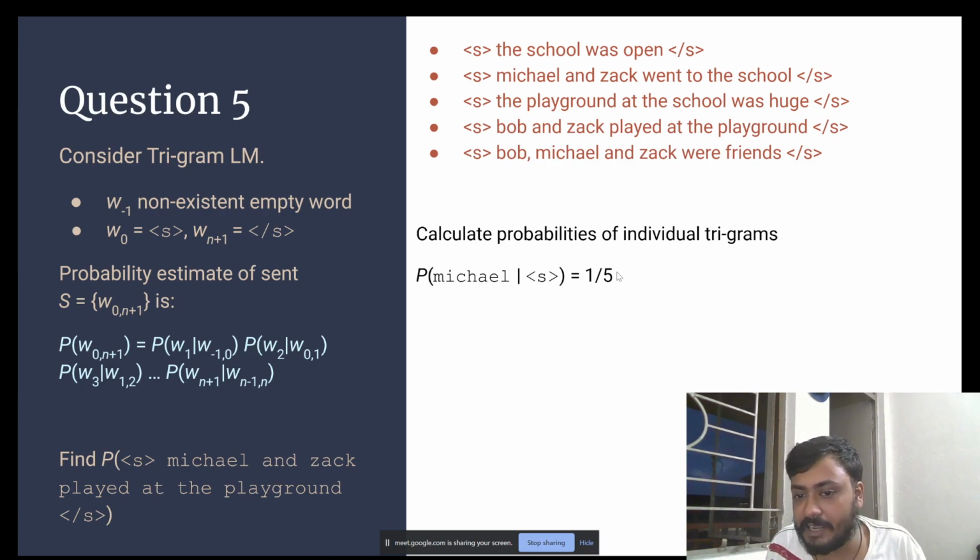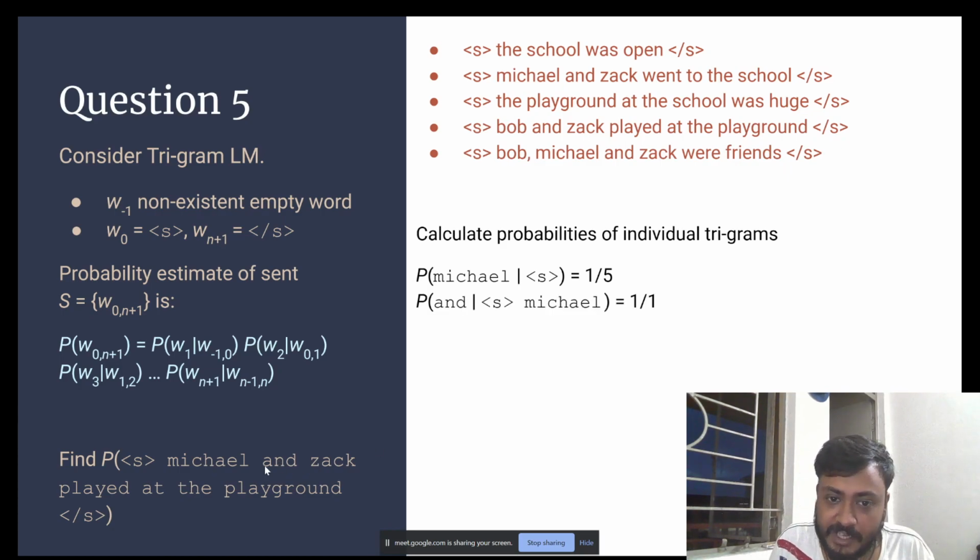Alright. How do we get 1 by 5? Whatever you have after the bar, after the condition, is the two tokens which you are conditioning on, and you find them in the corpus. If you are talking about beginning of sentence, there are 5 such tokens in the corpus, and then you calculate how many times it is followed by Michael. Out of 5, only one time it is followed by Michael. So the probability is 1 by 5.